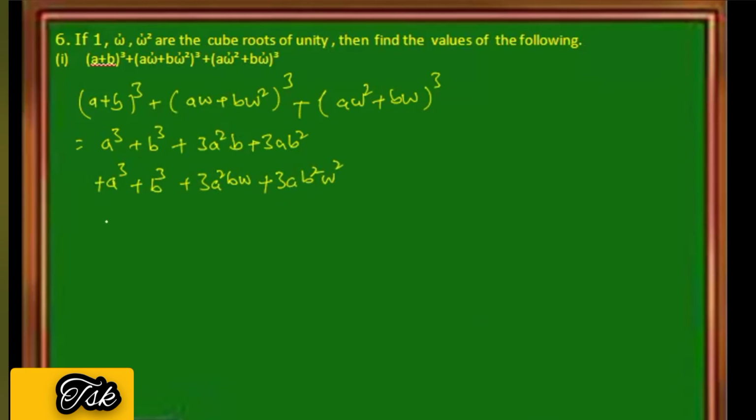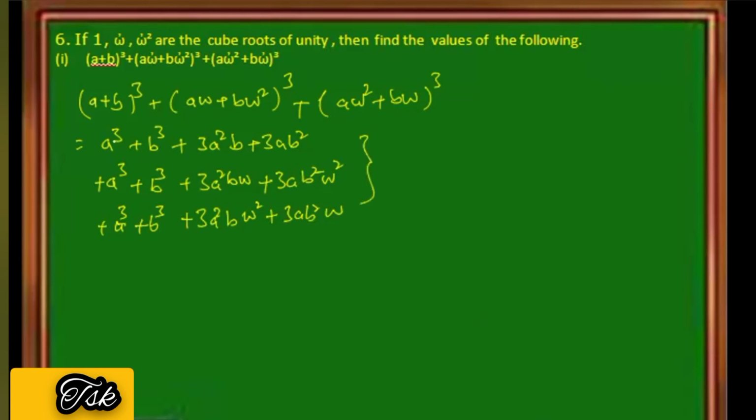Similarly, apply for this. A cube omega power 6 is 1. B cube omega power 3 is 1, and 3a square b: a square is omega power 4 into omega, this becomes omega square, and 3ab square, this omega square into omega square, omega power 4, this is omega. So I wrote the simplified value of omega power 4 as omega, omega power 5 as omega square, and omega cube as 1 here.